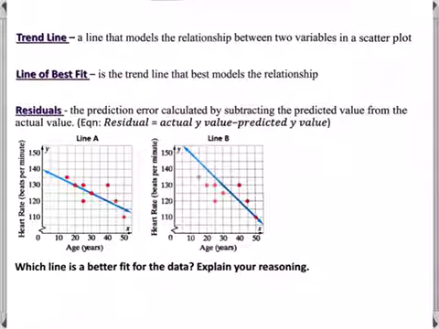Trend line, a line that models the relationship between two variables in a scatter plot. The line of best fit is the trend line that best models the relationship. So a line of best fit is a trend line, but it is the one that best models the relationship. Residuals, the prediction error calculated by subtracting the predicted value from the actual value.